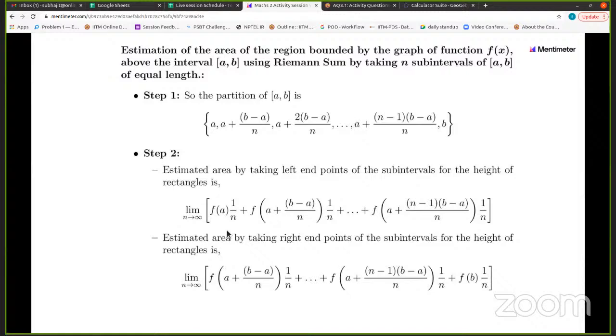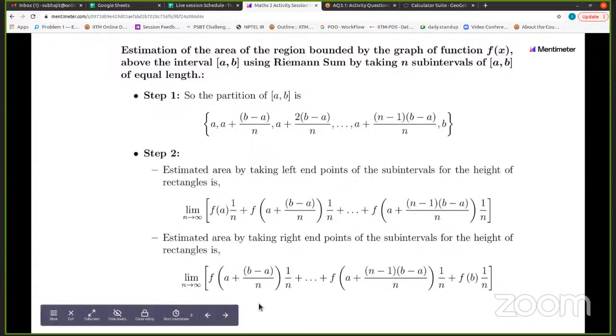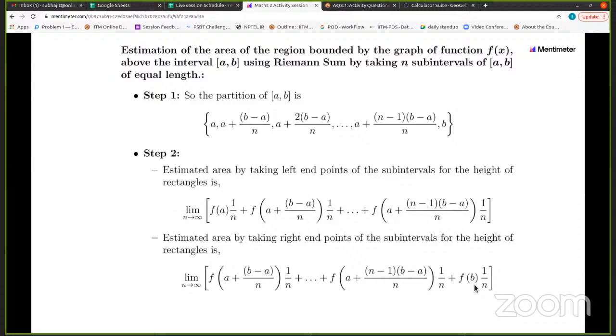Similarly, for the second subinterval, f of x1 will be the length, 1 by n will be the breadth, and so on. So we'll go till n minus 1 because we are taking the left endpoint. Similarly, for the right endpoints, we'll start from x1, because the first subinterval is x naught to x1. So x1 will be the right endpoint and x naught is the left endpoint. As we are taking the right endpoints, f of x1 into the breadth 1 by n, and we will finish till f of the nth point, and the breadth is 1 by n.